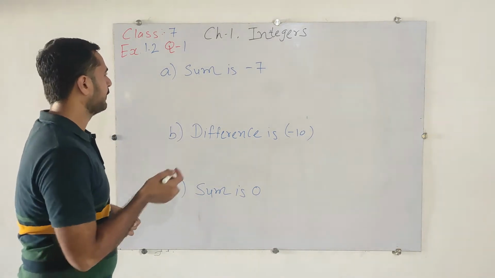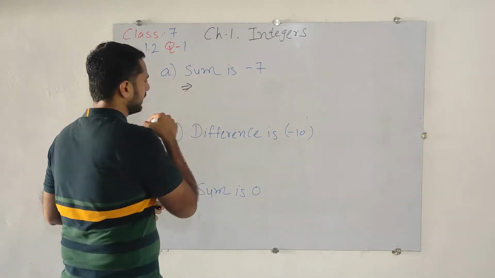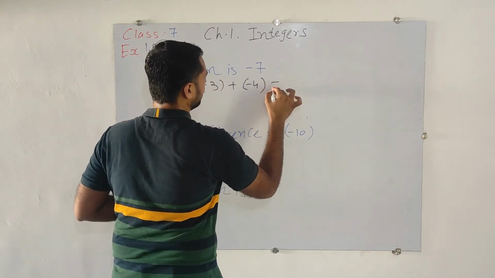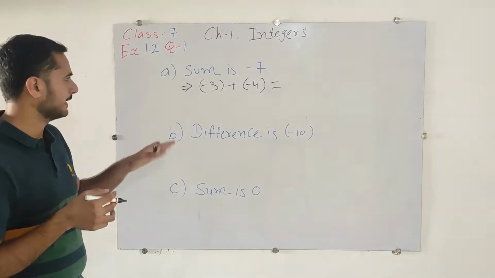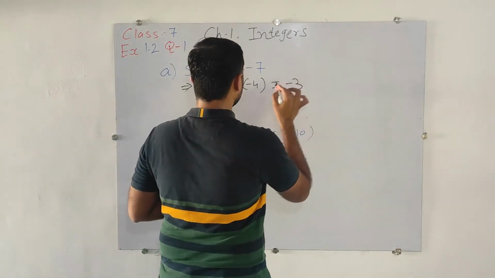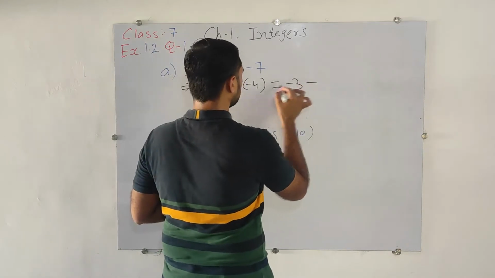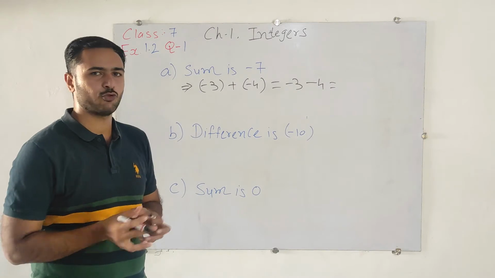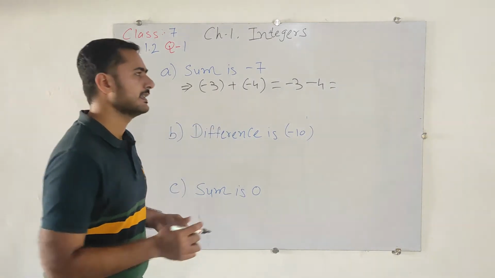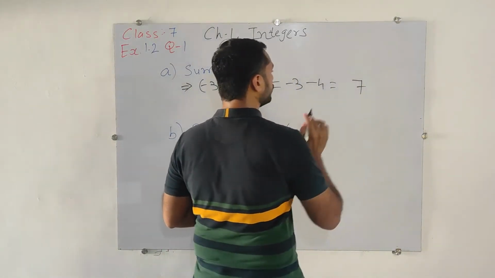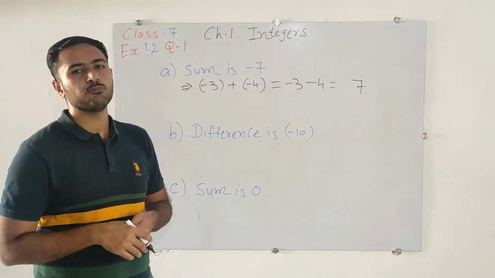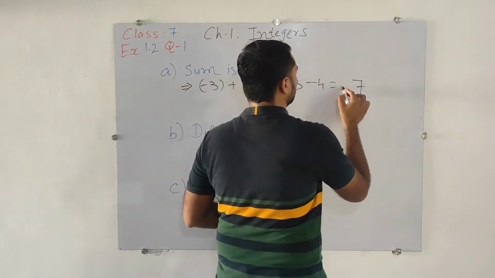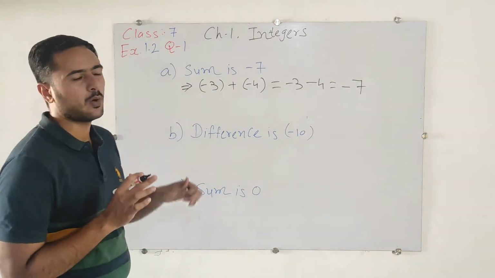Let's see how. If the first one is minus 3 plus minus 4. First of all we will open the bracket. So minus 3 as it is, minus 3 plus minus 4 as it is. Now minus plus, so we add that. 3 plus 4 is 7. And we have to put the sign of the bigger number. Which one is the bigger? That's the 4. So minus 7. This is how we can do it.